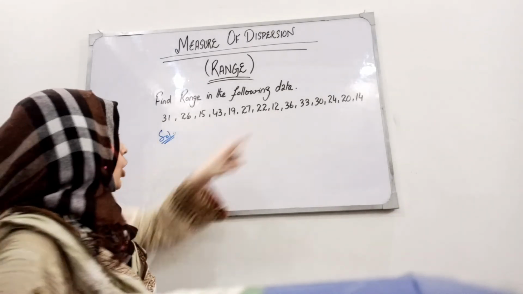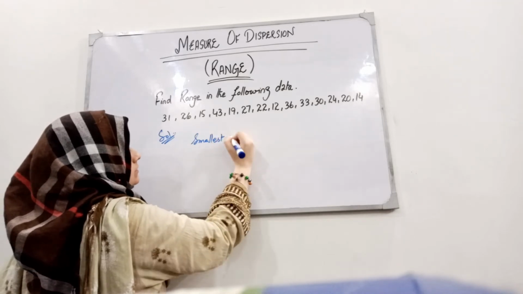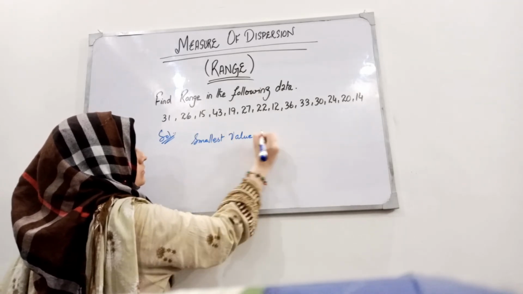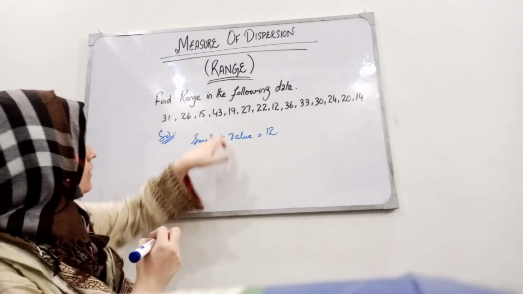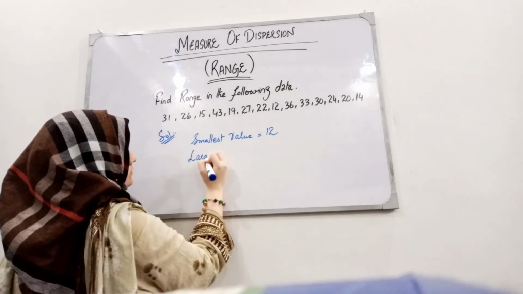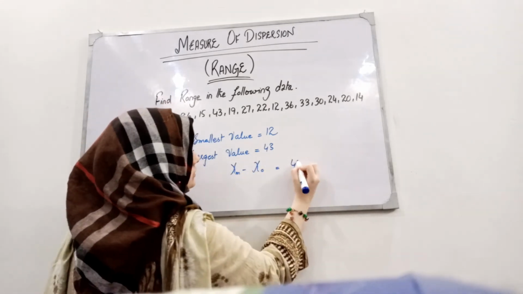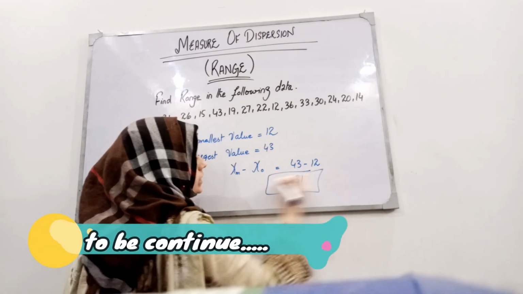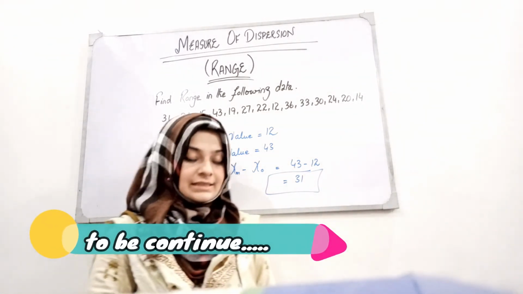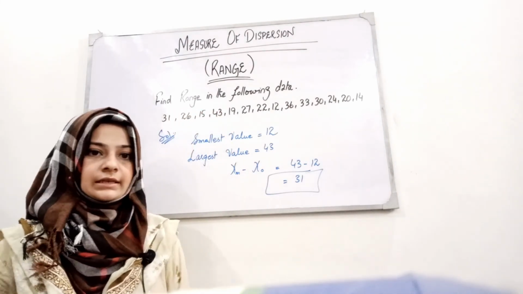What is the smallest value? The smallest value is 12 and the largest value is 43. So 43 minus 12 is equal to 31. So 31 is our range. This is how the range can be calculated when the data is not in statistical order.